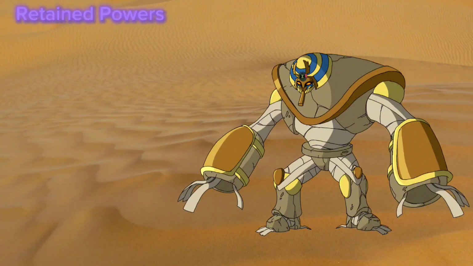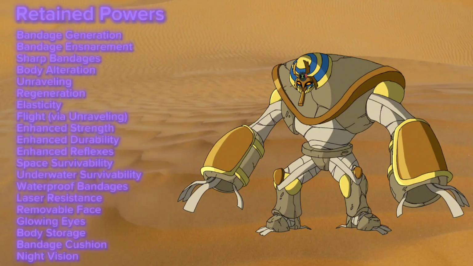Now moving on to powers and weaknesses. Retained powers include bandage generation, bandage ensnarement, sharp bandages, body alteration, unraveling, regeneration, elasticity, flight via unraveling, enhanced strength, enhanced durability, enhanced reflexes, space survivability, underwater survivability, waterproof bandages, laser resistance, removable face, glowing eyes, body storage, bandage cushion, and night vision.